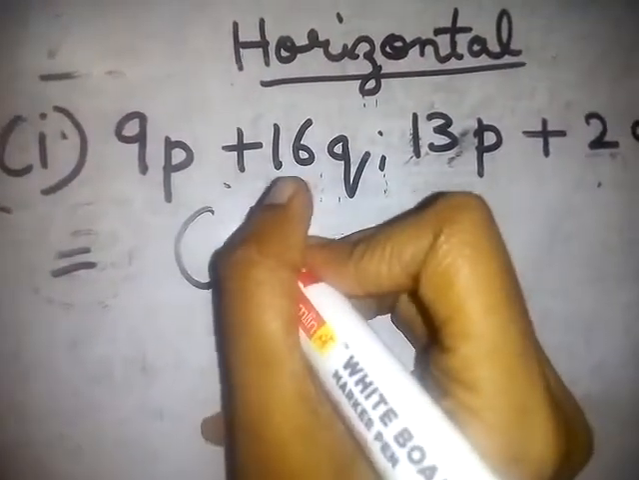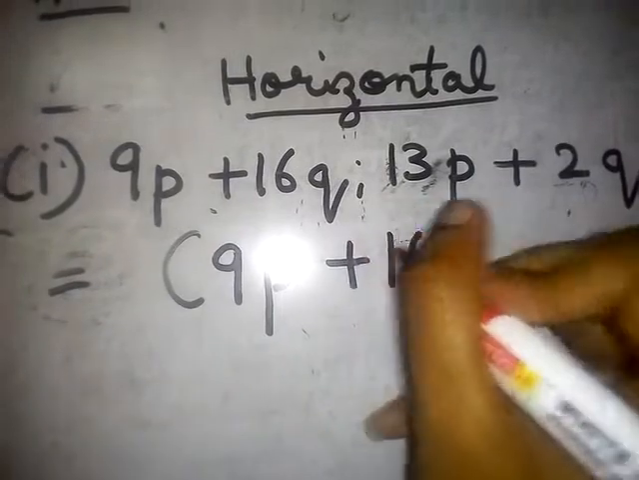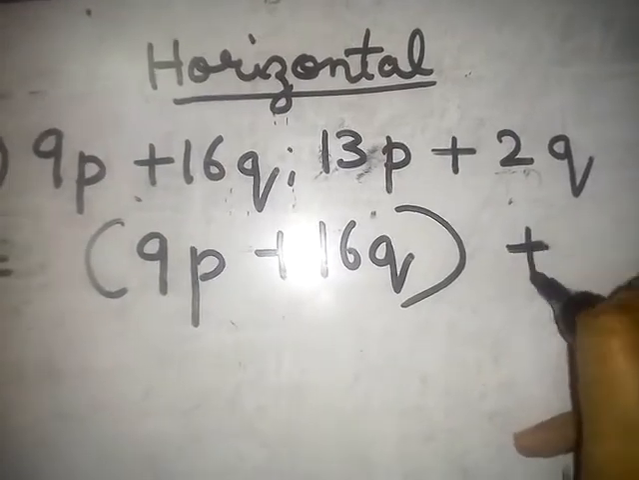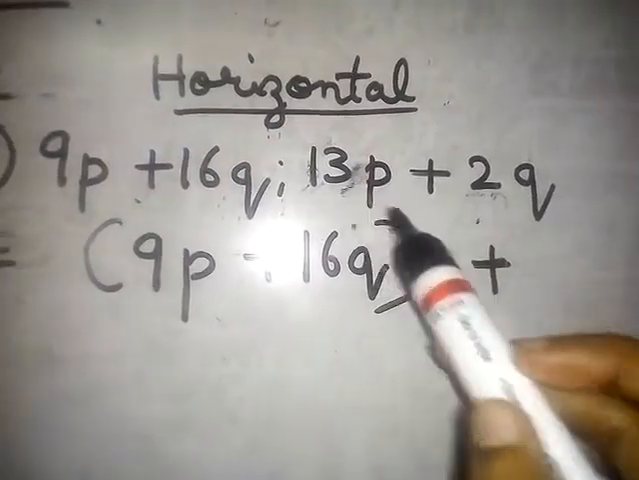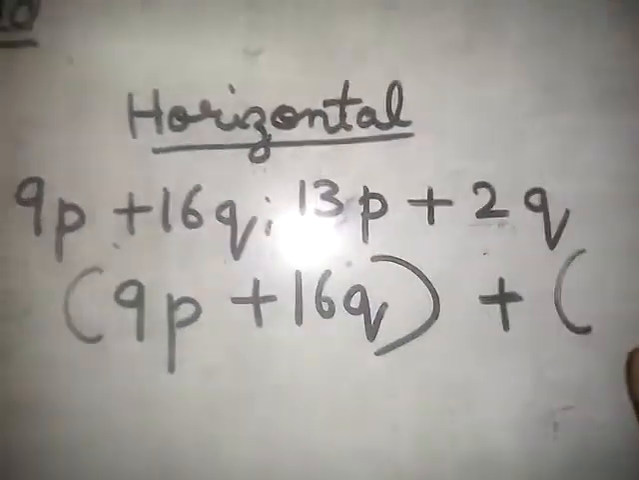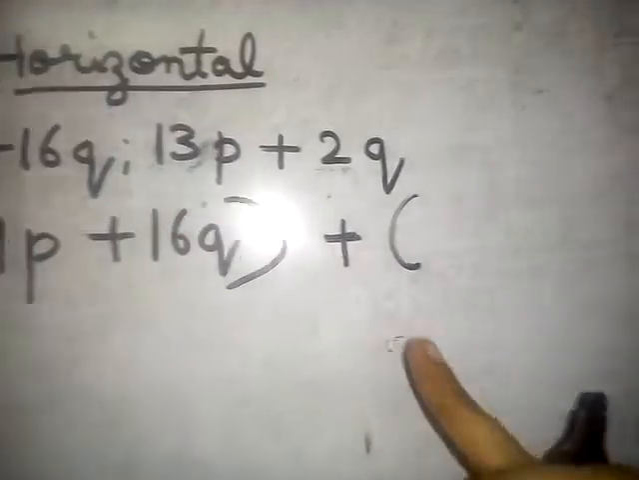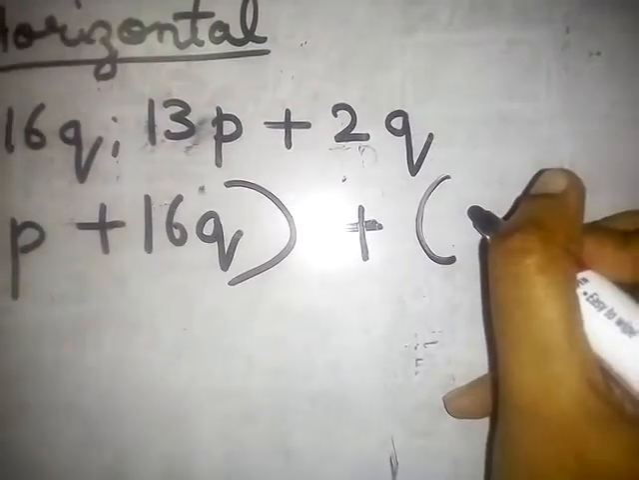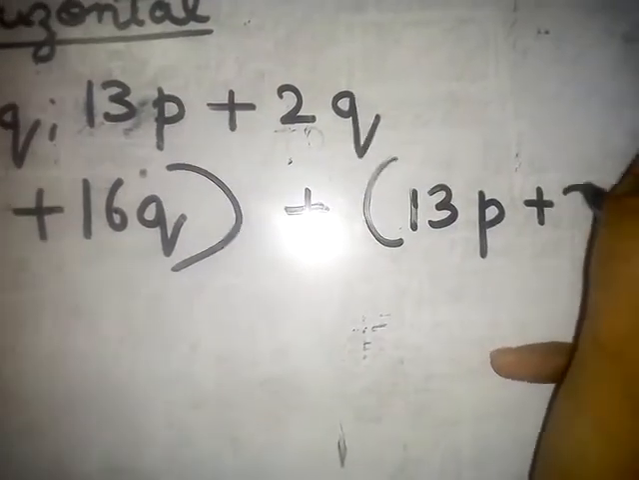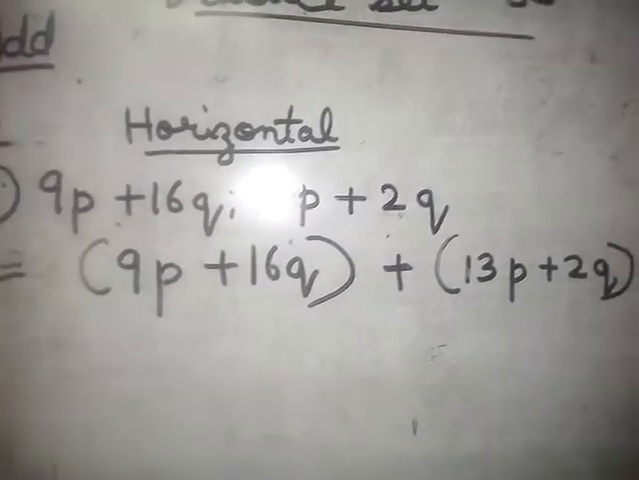See, 9p plus 16q. Middle you have to put plus sign, and then second binomial expression also you have to write in bracket. Both the binomial expression you have to write in bracket form, and in middle you have to put plus sign because you are doing addition. 13p plus 2q. So both the binomial expressions have written in bracket.